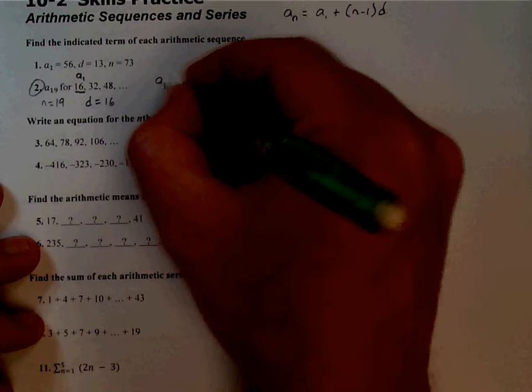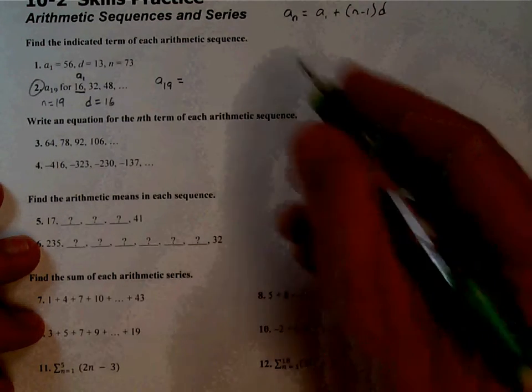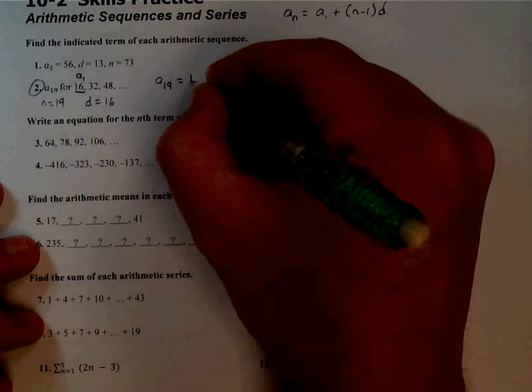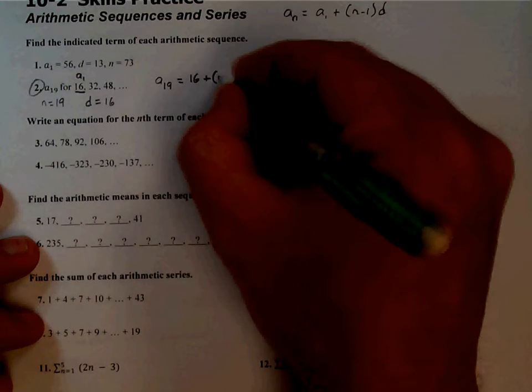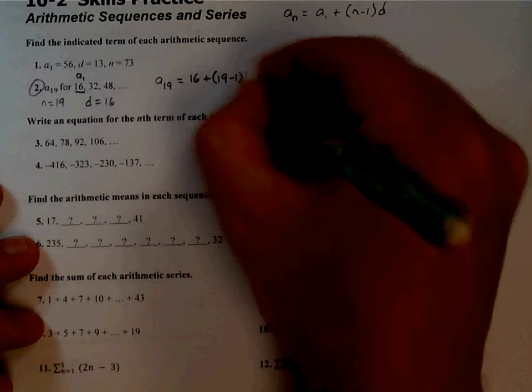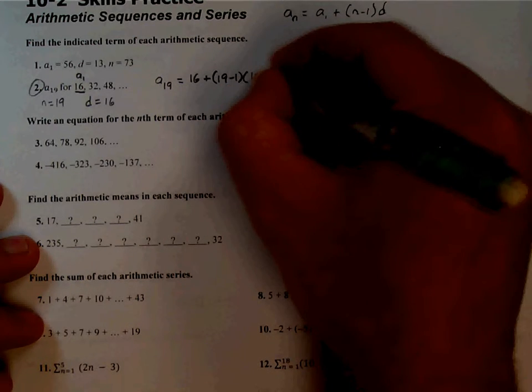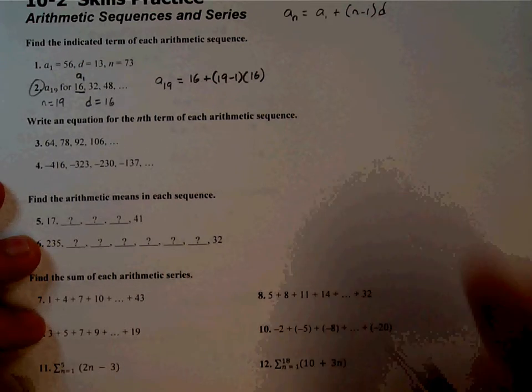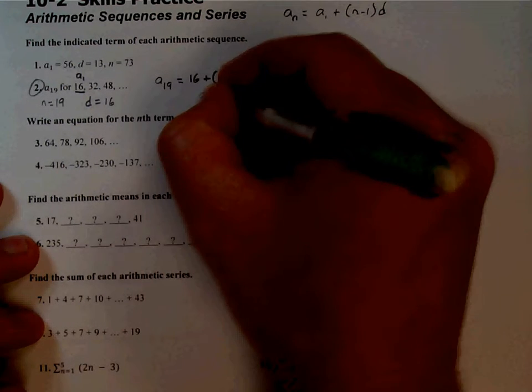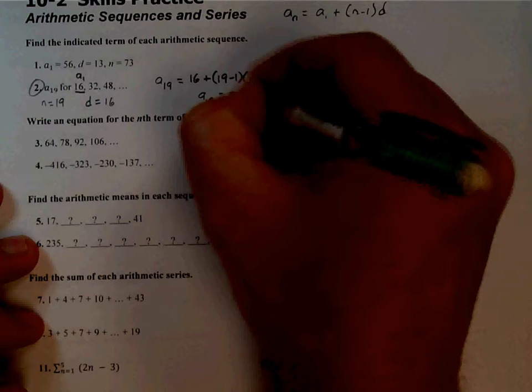So we're looking for a sub 19. It's equal to a sub 1, which is 16, plus n minus 1. Well, n is 19, because we're looking for the 19th term. So 19 minus 1, times d, which is 16, because we're adding 16 each time. So ultimately, we're going to take 16 plus 18 times 16, which is 304. So the 19th term is 304.